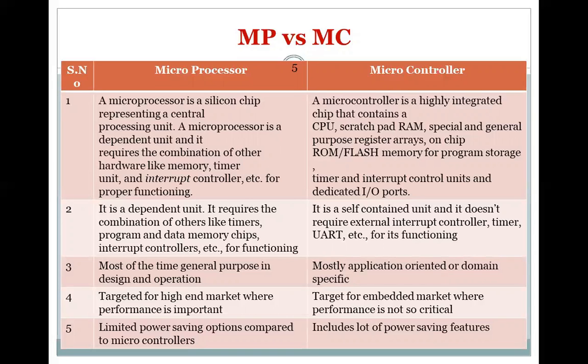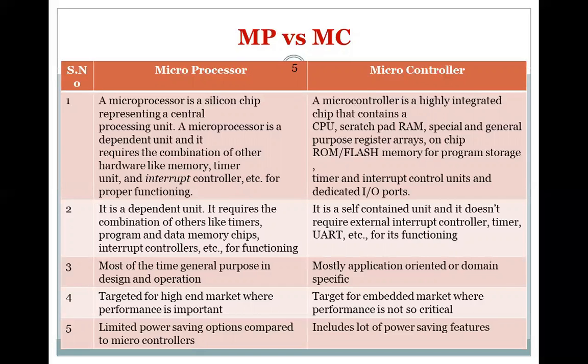And most of the time microprocessors are general purpose in the design as well as operation, but microcontrollers are for specific applications. And the microprocessors are targeted for the high-end market where performance is important, whereas microcontrollers are targeted for the embedded market where performance is not so critical. But what is important is compact design with fewer components, as well as fast operation.